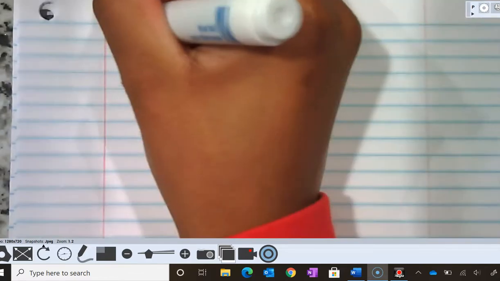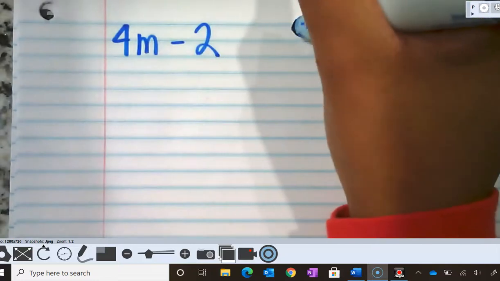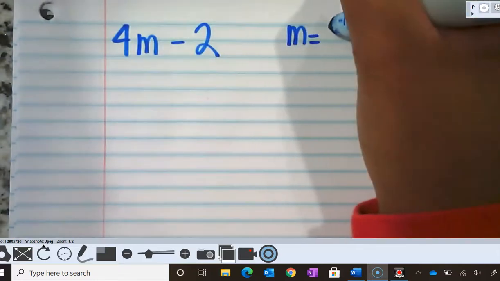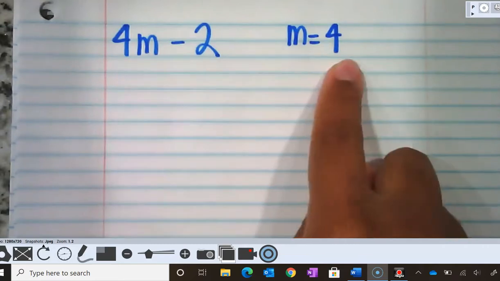All right, the next problem is 4m minus 2. So we're using the same list of values. M is equal to 4. All right, so I'm just going to replace the m with a 4.